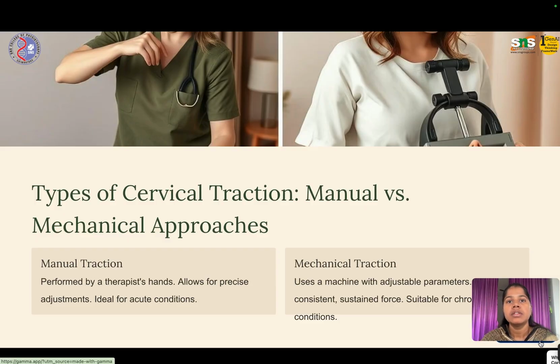So, what are the types of cervical traction? There are two main types of cervical traction. One is manual traction and the other one is mechanical traction. Manual traction is done by a therapist using their hands. It allows for better control and adjustments. It's usually used in acute cases where the therapist needs to respond quickly to the patient's feedback. Whereas in mechanical traction, a machine applies the force. This is useful in chronic cases because it delivers a consistent and sustained pull. Machines allow settings for force, duration, and angles as well.